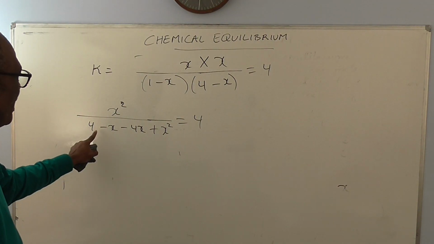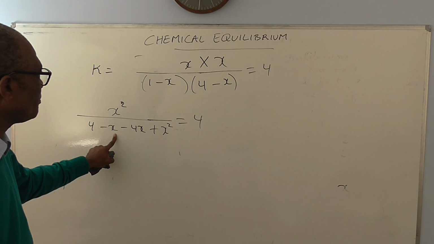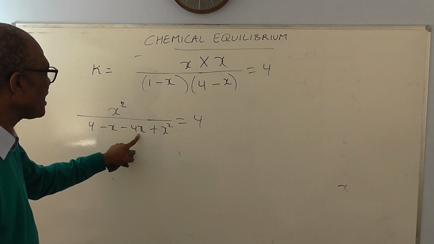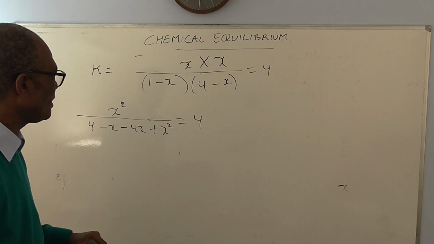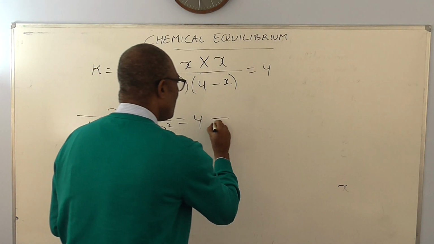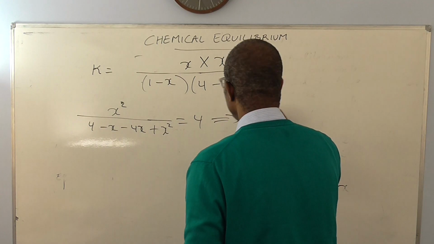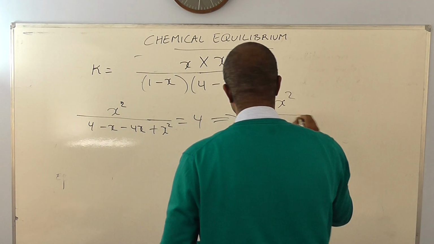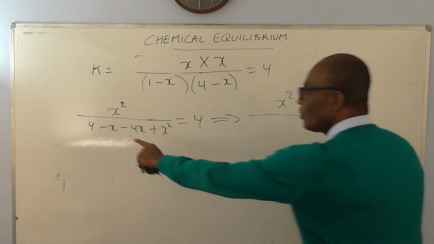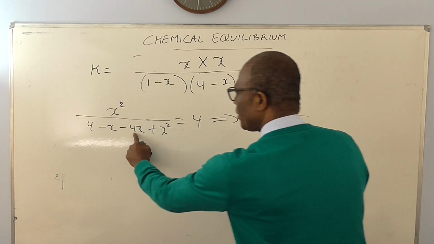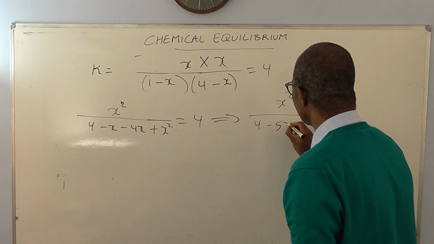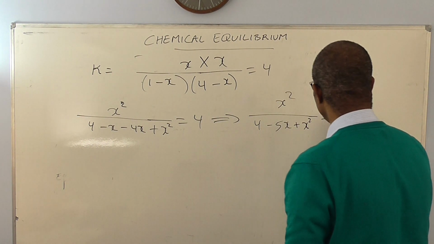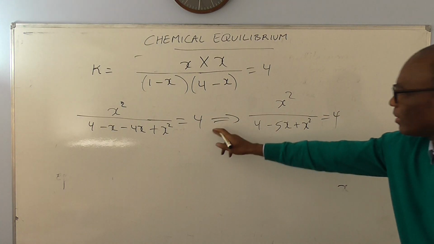Okay, so 4 minus x minus 4x plus x squared. Now, from here, this will give what? This will give x squared, 4 minus 5x plus x squared is equal to 4.